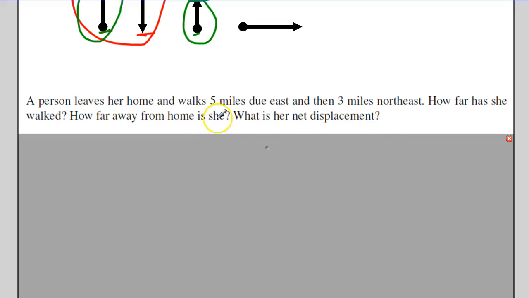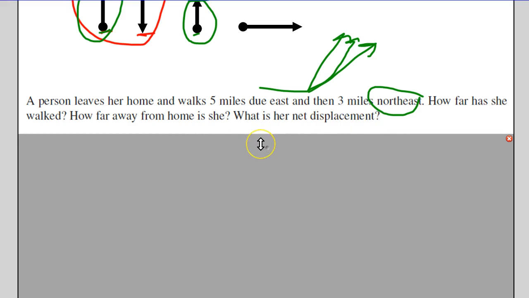Well, we cannot answer all these questions because we're missing one important thing. If you notice, it says that she walks 5 miles east and then 3 miles northeast. Well, the question is, what does that look like? Here is east, and here's northeast. We don't know exactly how far she walked northeast. We just know the length of the walk.